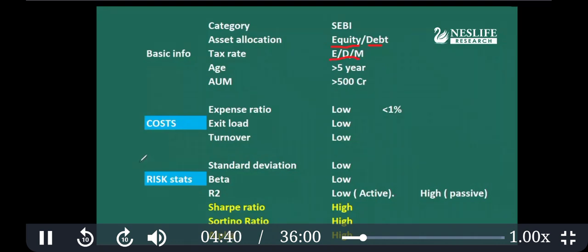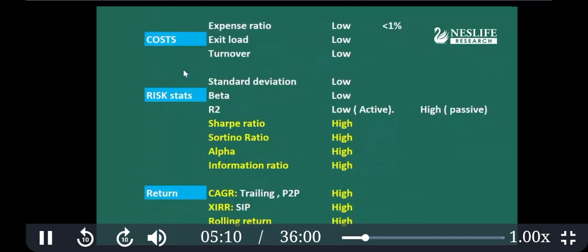We will discuss this tax rate in a separate video. There are three types of tax rate: equity tax rate, debt tax rate, and M, which is for miscellaneous. That means whatever does not fit into equity and does not fit into debt is put into miscellaneous. We'll discuss it in detail later. Then basic information: the mutual fund age should be more than 5 years. Assets under management should be more than 500. So this is the basic information of mutual funds. It is available on Value Research.